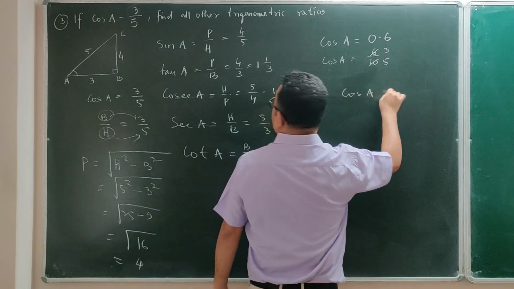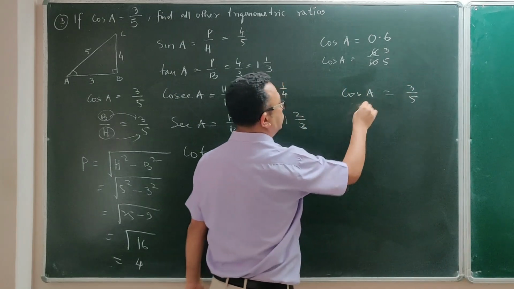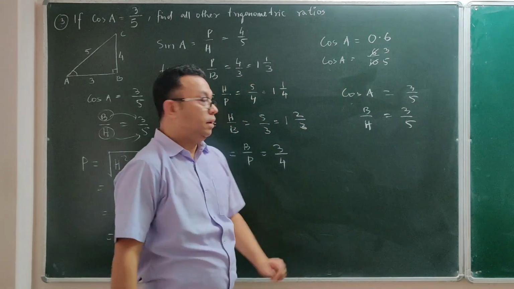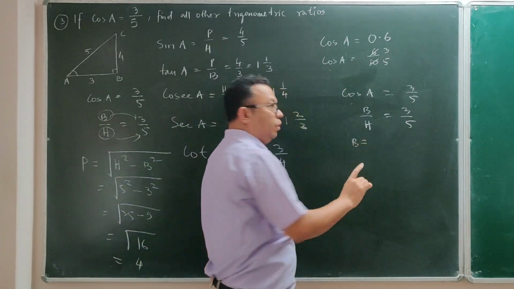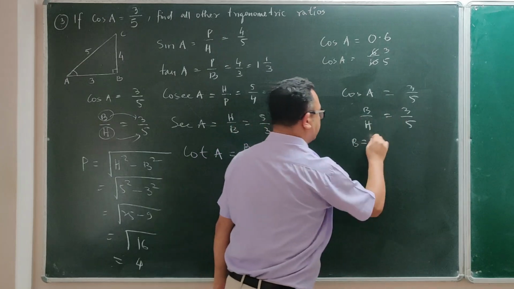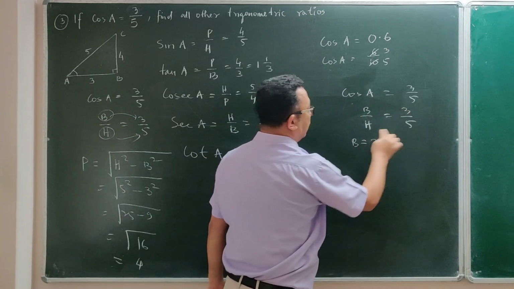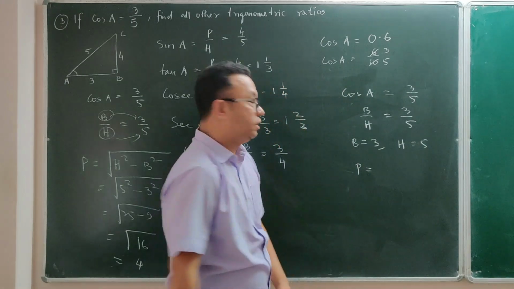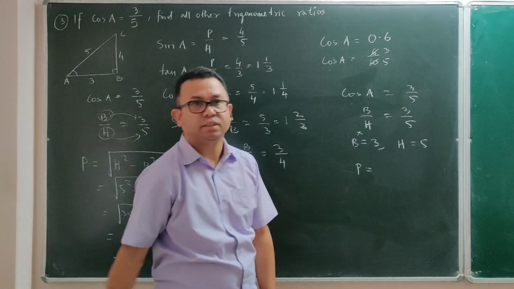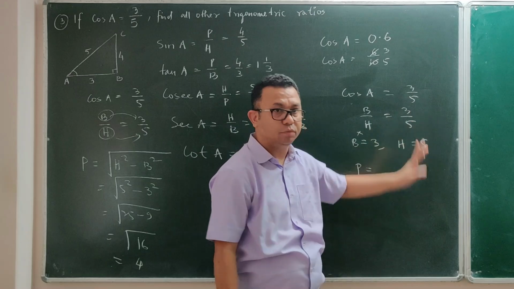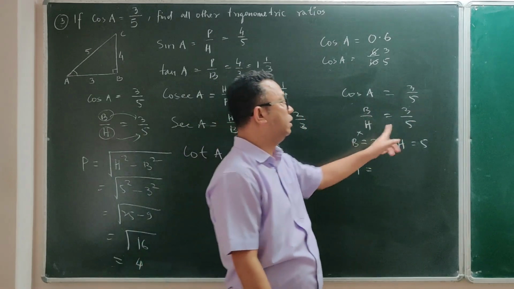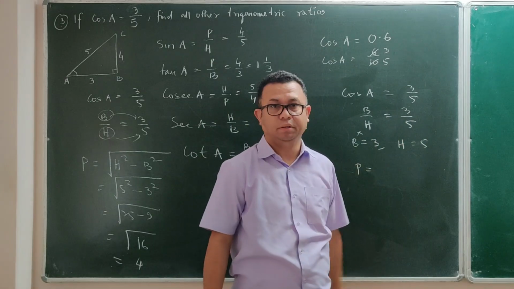If cos A is equal to 3 by 5, then cos, you know, is base by hypotenuse, which is 3 by 5. Now some of you will prefer to take base as 3, hypotenuse as 5, then find perpendicular. This is something which I will not recommend. I will not tell you that base is 3. The ratio between base to hypotenuse is 3:5. Ratio means relative comparison between the two. It is not 3 centimeter and 5 centimeter.